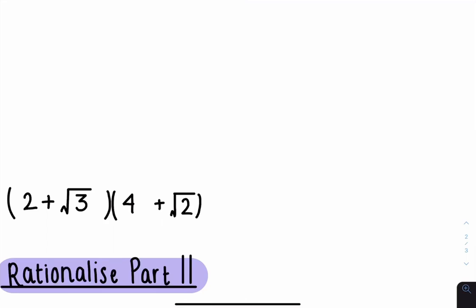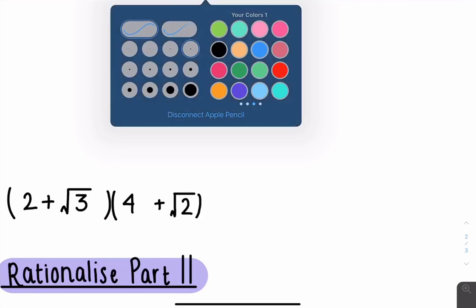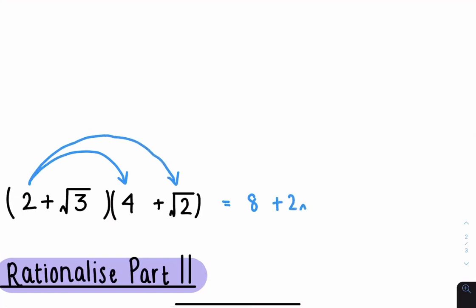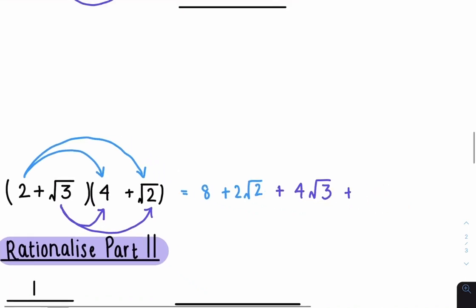So here we have 2 plus root 3, 4 plus root 2. So again, I'm going to do 2 multiplied by 4, which is 8. And then 2 multiplied by root 2, which gives you plus 2 root 2. Then we have root 3 times by 4, which is plus 4 root 3. And then we have root 3 multiplied by root 2, which will give you plus root 6. Because remember, when you multiply them, you just do 3 times 2 and then put it in the root.